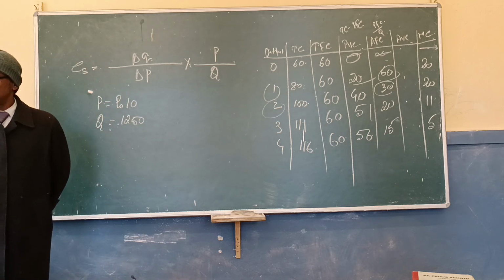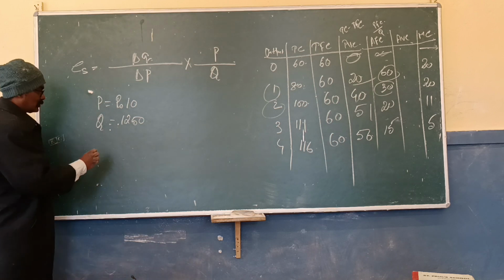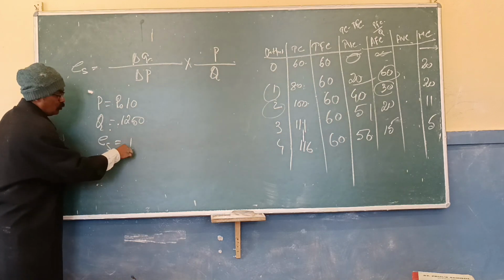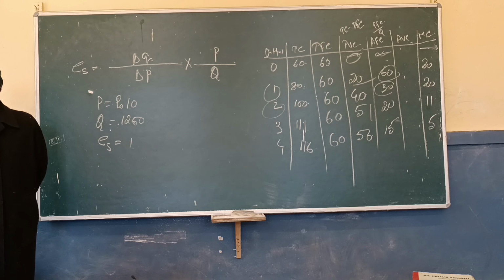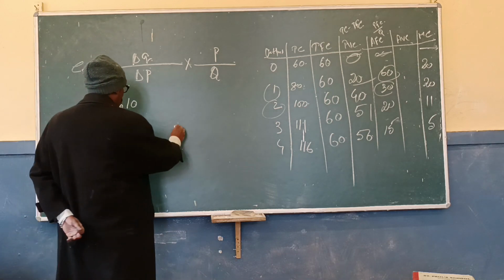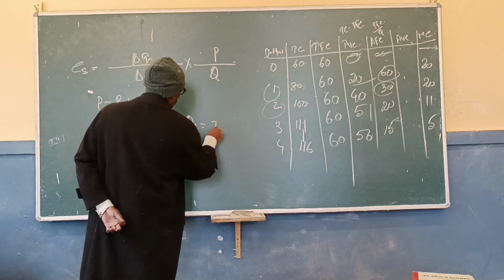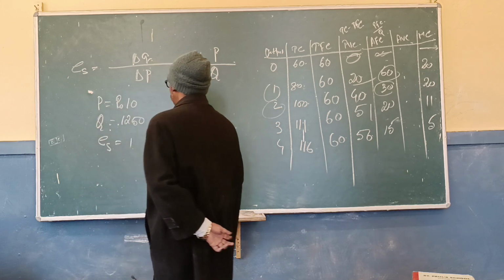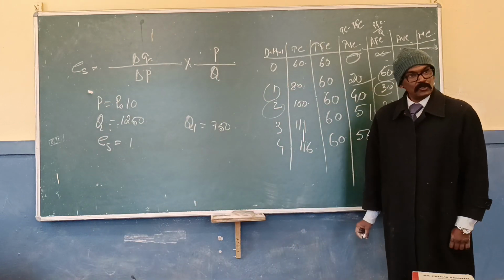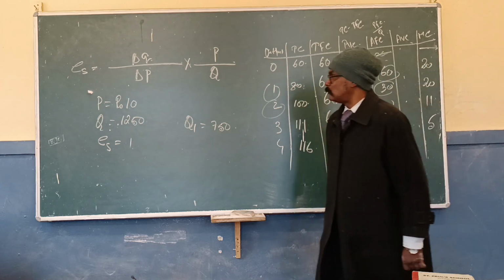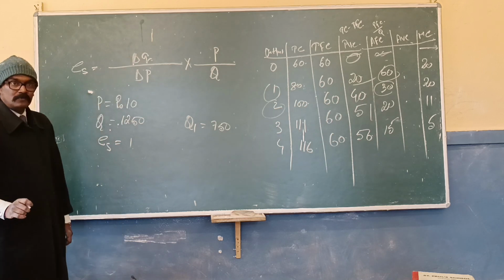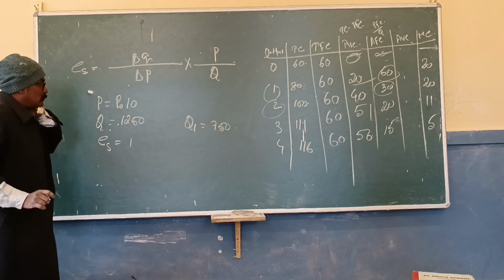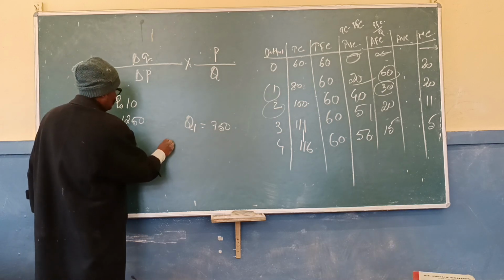Then next, what is given? Its price elasticity is 1. So ES is equal to 1. After that, at which price the quantity supplied will be 750 units. So Q1 is equal to 750. Is it okay? Now, P and Q are known. I have to find out the price. So first of all, what will I do?